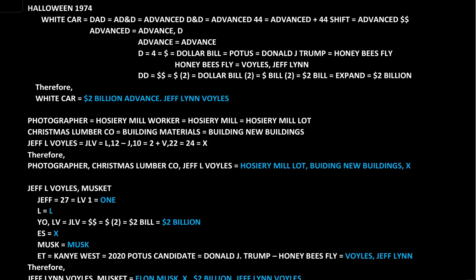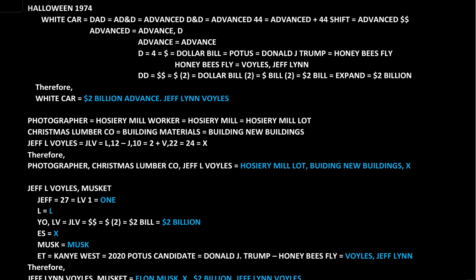Christmas Lumber Company is in the background. They sell building materials. Therefore, Christmas Lumber Company equals building new buildings. Jeff Lynn Voiles translates to initials JLV. The initials JLV can be translated to X. Therefore, photographer, Christmas Lumber Company, and Jeff L. Voiles become hosiery mill lot, building new buildings, X.